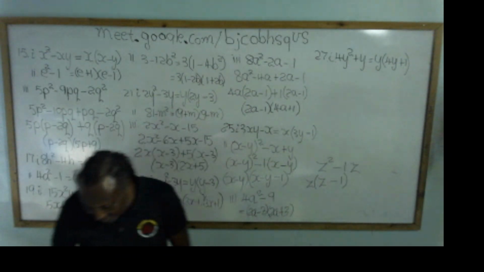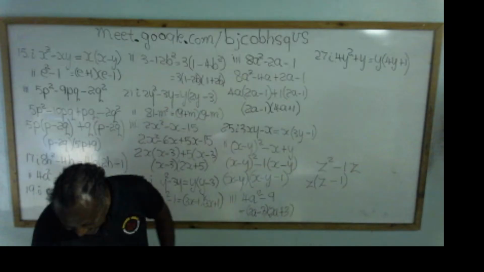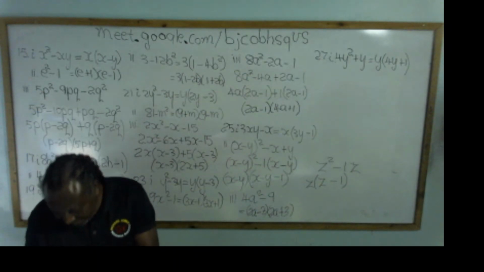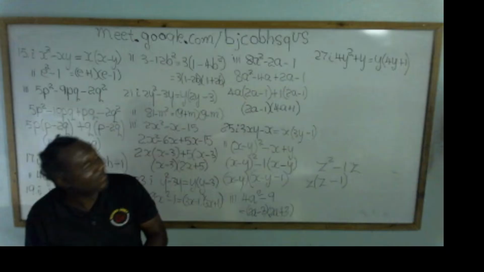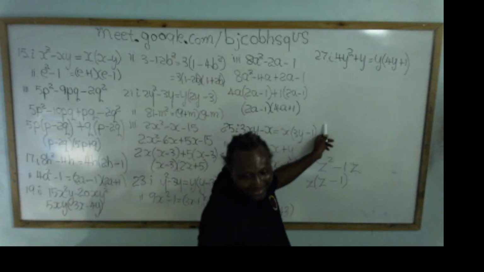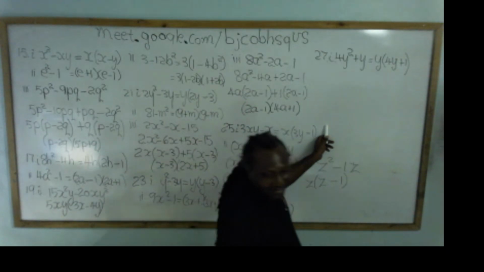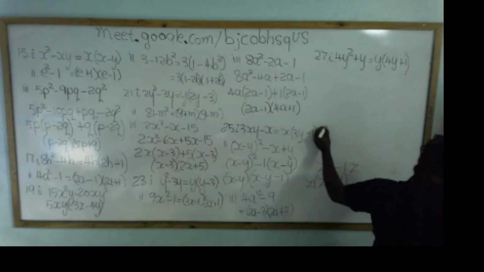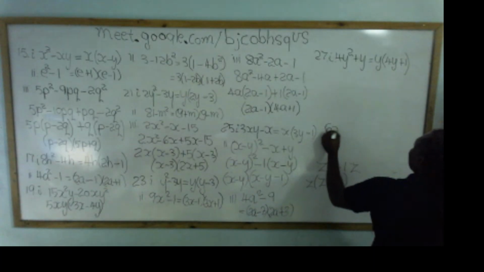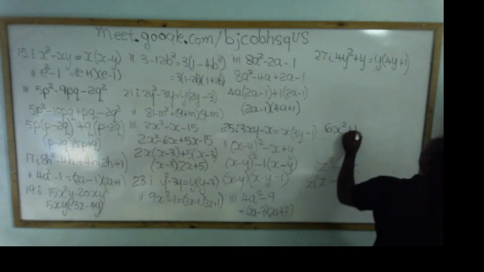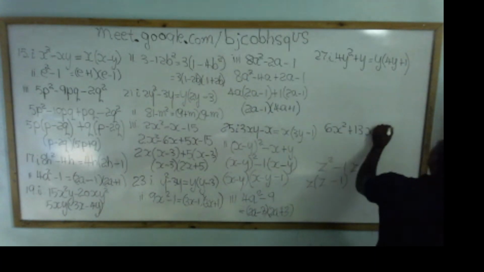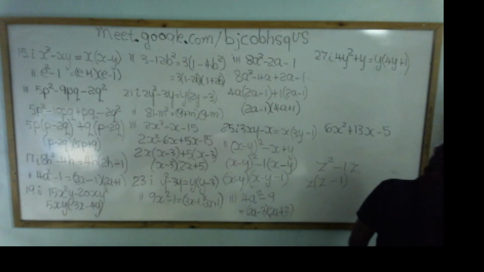Let's see if Roman 2 will hold up there. For number 27, no, it's a trinomial. I have to write it below the light. Six x squared plus 13x minus 5. I like this one.